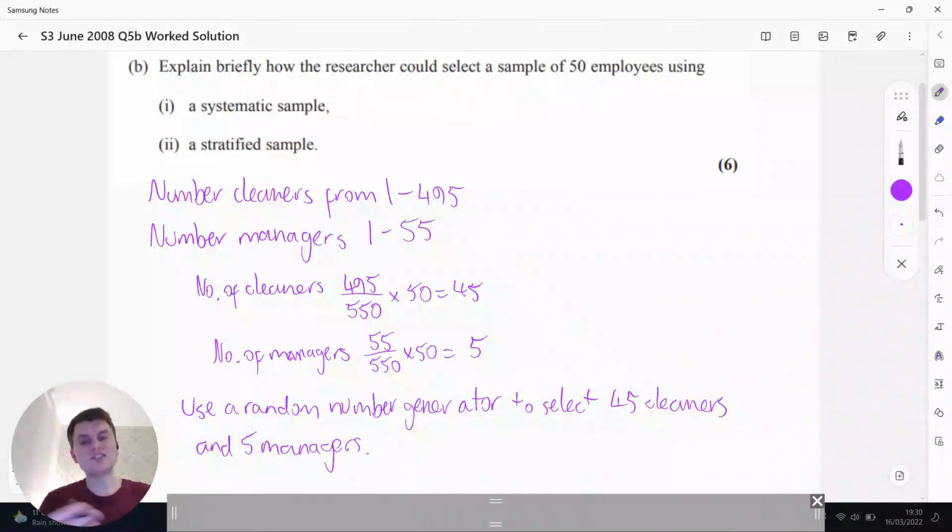Really common mistake is to just miss off that last bit. You do all the calculations and you forget to mention the random number generation.